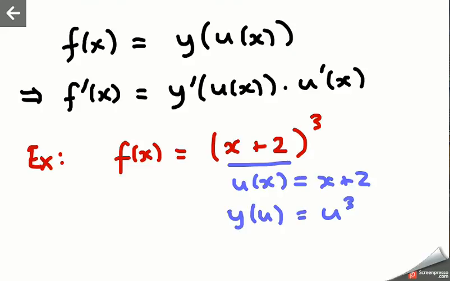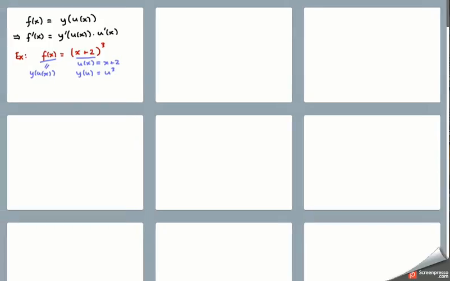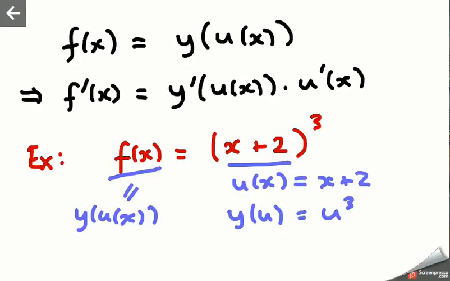Okay, anyway, back to chain rule. So what the chain rule tells us is that for f of x equals x plus 2 cubed, we can rewrite this as y of u of x, where y of u is equal to u cubed and u of x equals x plus 2. All right, now let's talk about why this would happen.